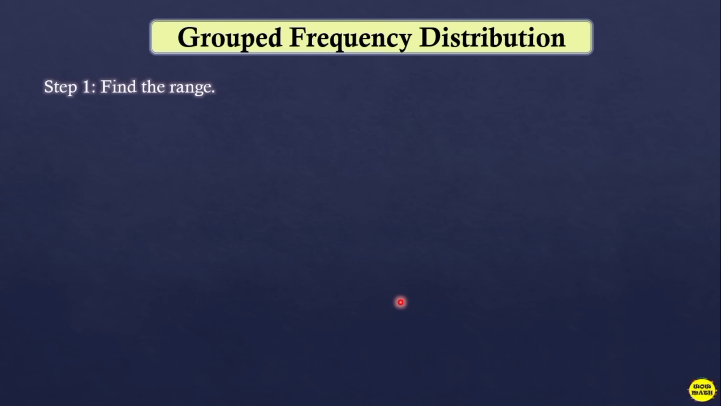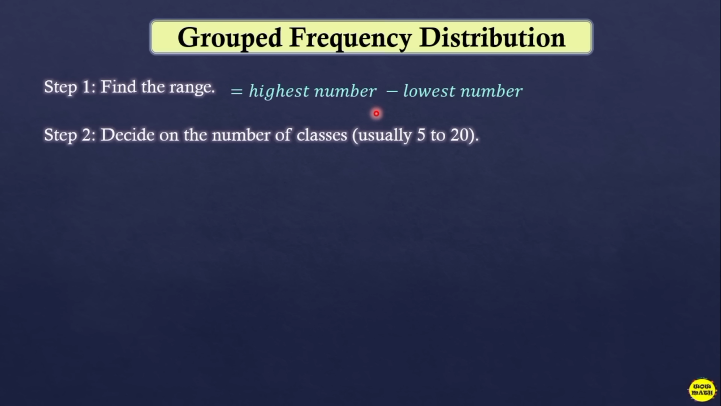Let's have the steps in constructing the group frequency distribution. So, first step is you have to find the range. When we are getting the range, you have to subtract the lowest number from the highest number. So, highest number minus the lowest number. And then, step 2, decide on the number of classes.